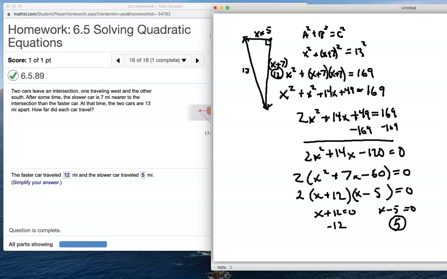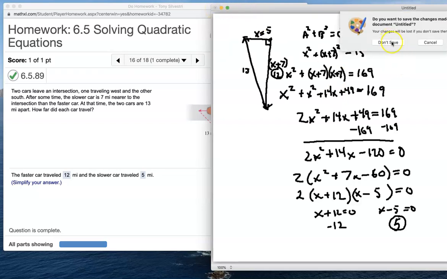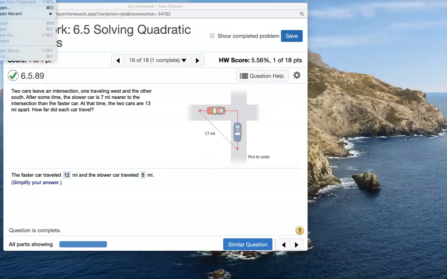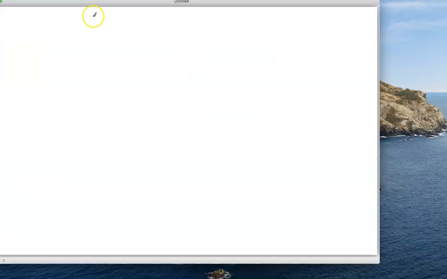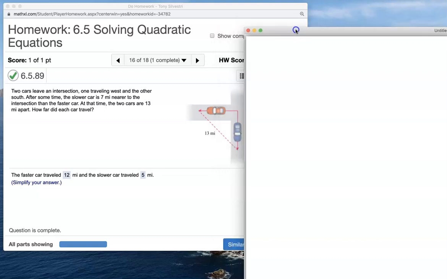All right, let's do another one. Number 17. And this definitely needs a new sheet of paper. Number 17, file, new, and we'll say okay. And a little word about number 17.